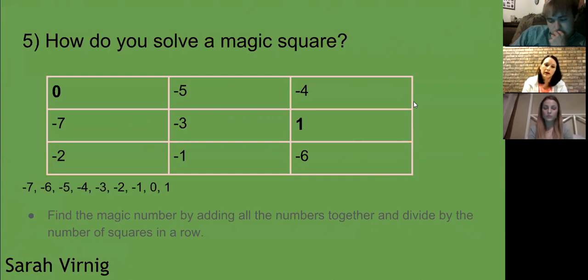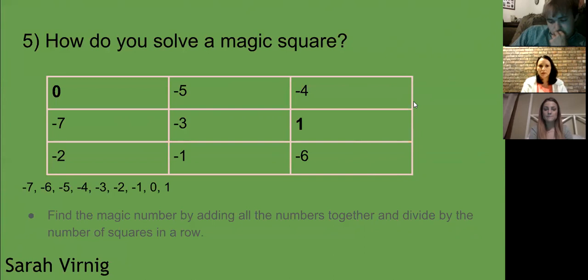After that, you can see each row and column contains 3 squares. So we can take the negative 27, divide it by 3, and that gives us a negative 9. So we know that the sum of each of our squares, either vertically, diagonally, or horizontally, is going to be negative 9. And we have a 0 and 1 that were already given to us. So that's going to help a lot in figuring out what our missing squares are.